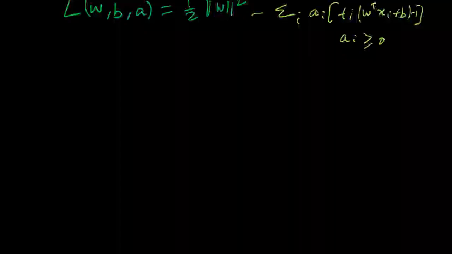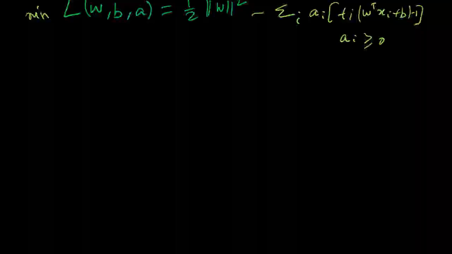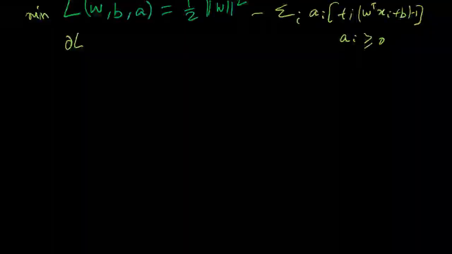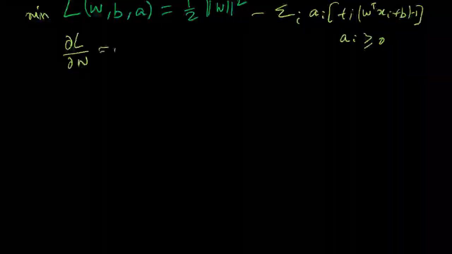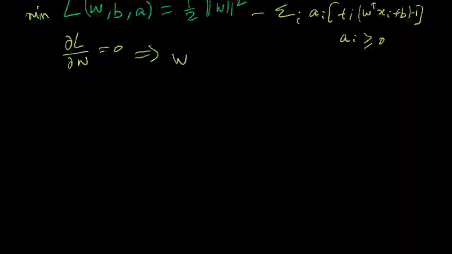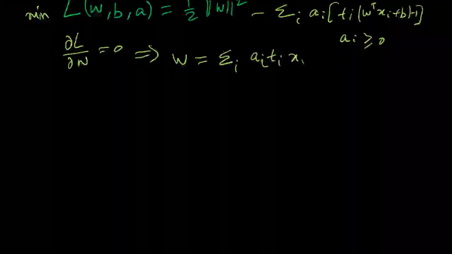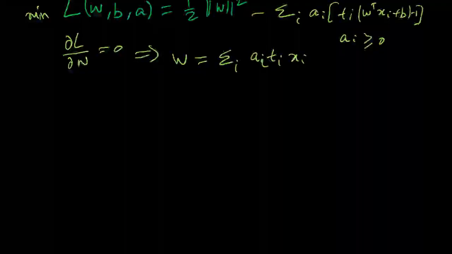Okay, so for this particular objective function, which we want to minimize, we will set the derivatives of L with respect to W equal to 0. When we set this derivative equal to 0, what we will get is the exact value of W for which we get the minimization, and that is precisely the sum over all i of ai ti xi, right? So how do we get that?